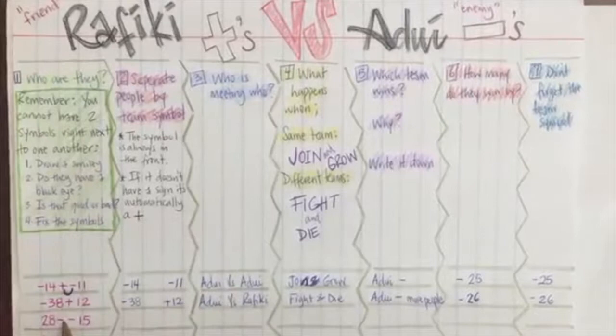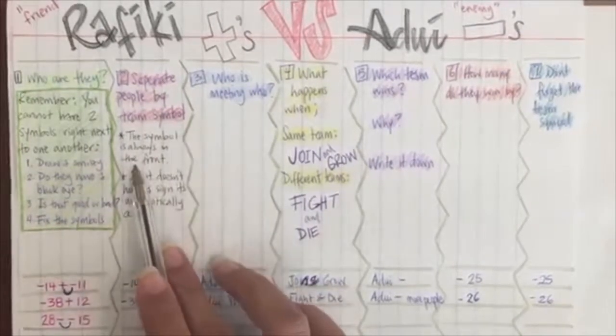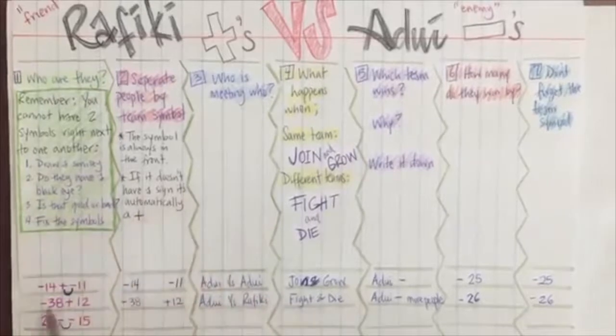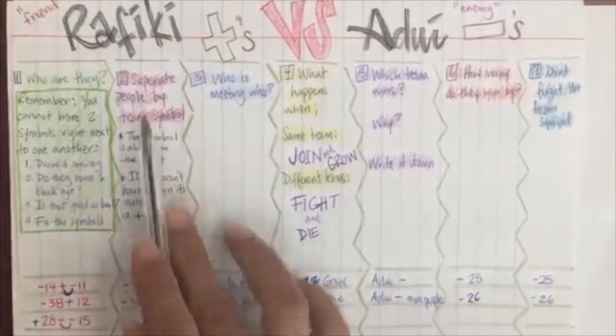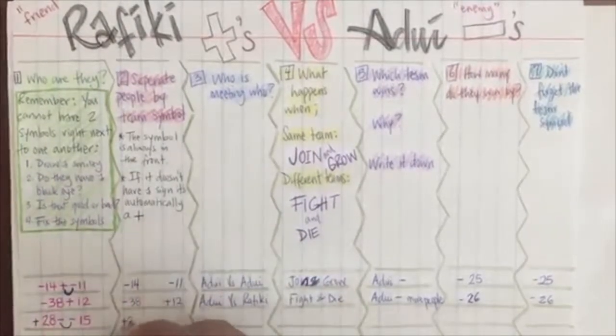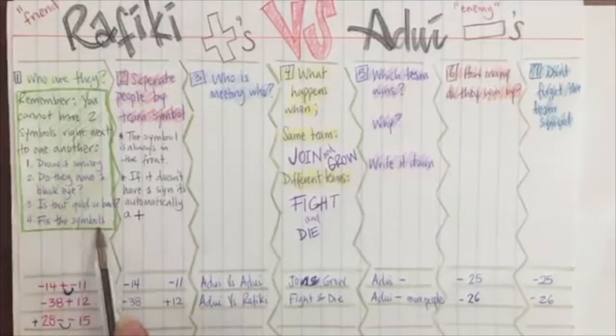Again, who are they? You can't have 2 symbols next to each other. Draw a smiley face. Does it have a black eye? No. No black eye is good. That means positive. So let's fix that and separate it. If there isn't a sign in front, it's automatically a positive. So we're going to put a positive right there. So it's going to be positive 28. And we have no black eyes, so that's good. So that's going to be a positive.